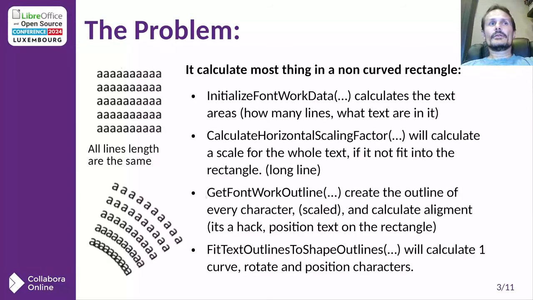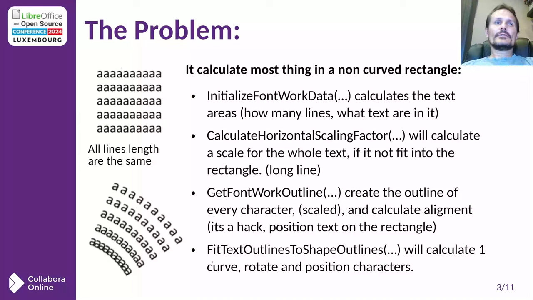And the next function is get Fontwork outline. This will create the outline of every character, I mean the vector graphics data for the characters. They will be already scaled, and it will calculate an alignment for it, but it's a hack. It will just position text to the right side of the left or the left side of the rectangle, and it does not work in several cases.